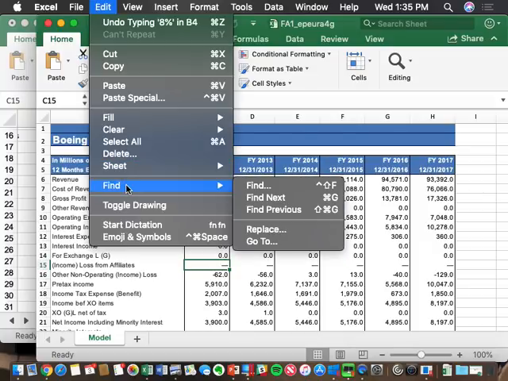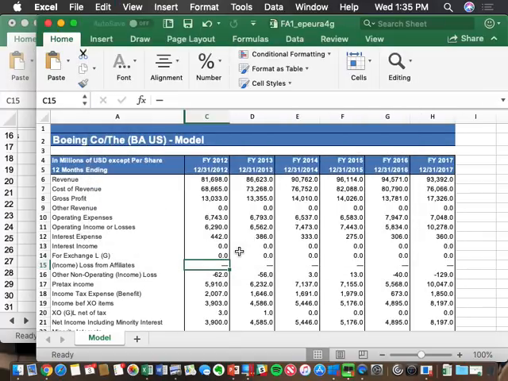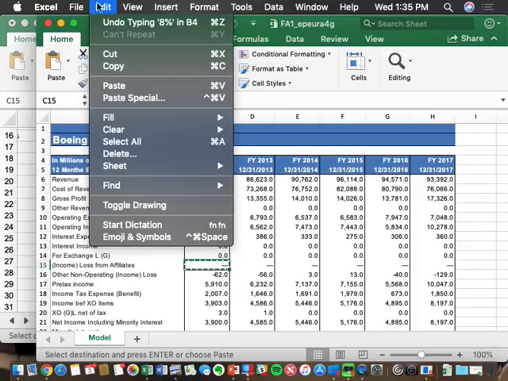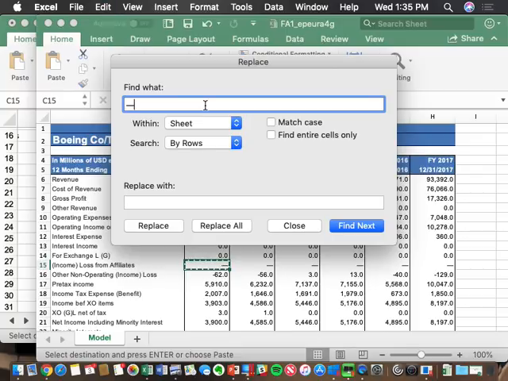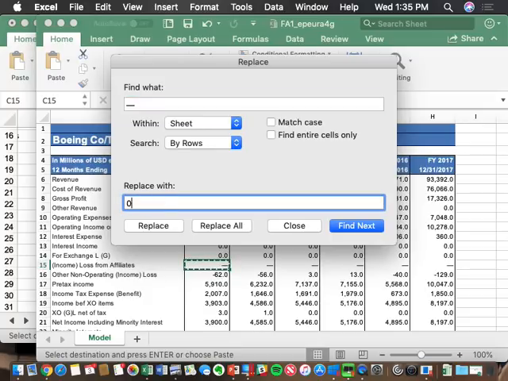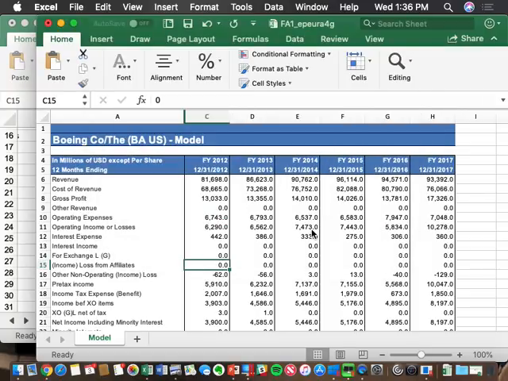Find. Simplest way to do this is to copy the dashes, then do find, or replace is even better. Paste in the long dash, because I heard somebody in the last class that actually just put in a short dash and it turned all the negatives positive. So you don't want to do that. Okay, so basically find that long dash, replace with 0, replace all. So 38 replacements to get your Boeing data.